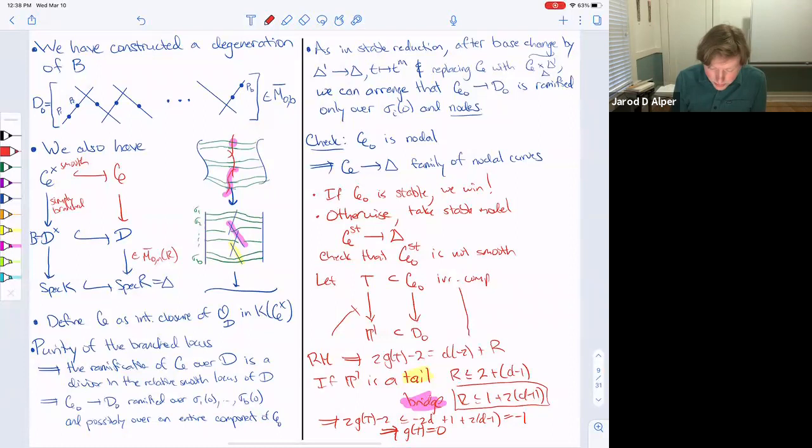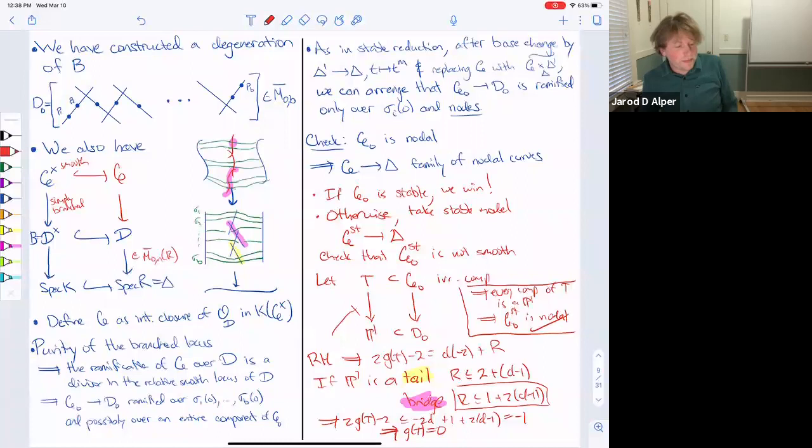So maybe I'll finish in this little box here. This implies every component of T is a P1. And that implies that the stabilization of it is nodal, and that's what we want. There are other ways to make this argument work, but this was a particularly nice degeneration to a curve where Riemann-Hurwitz simply shows that the stable limit is not smooth.